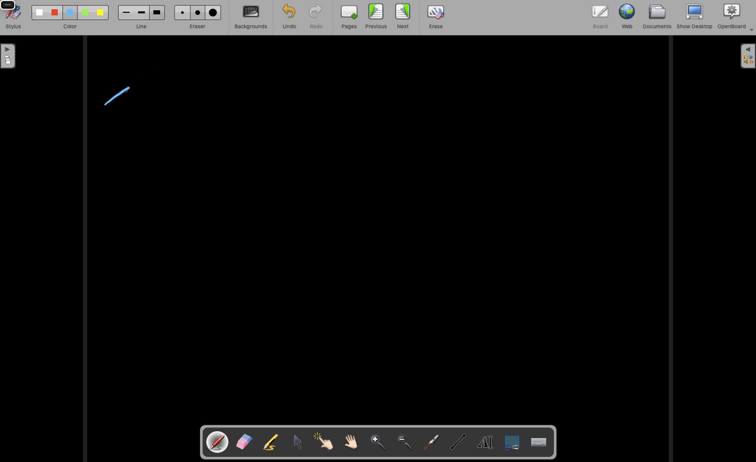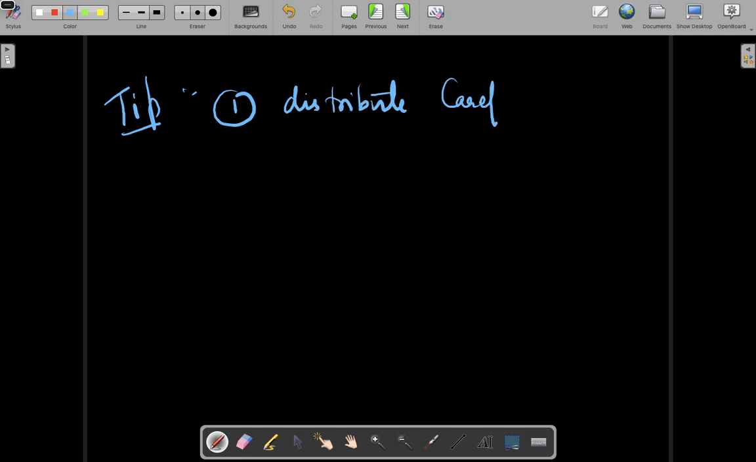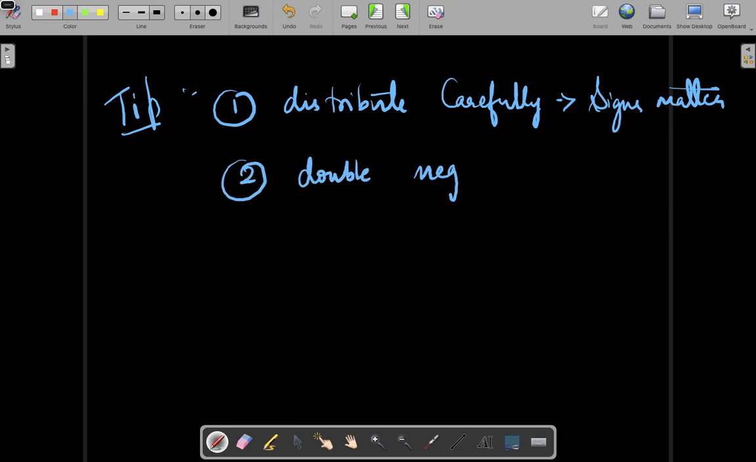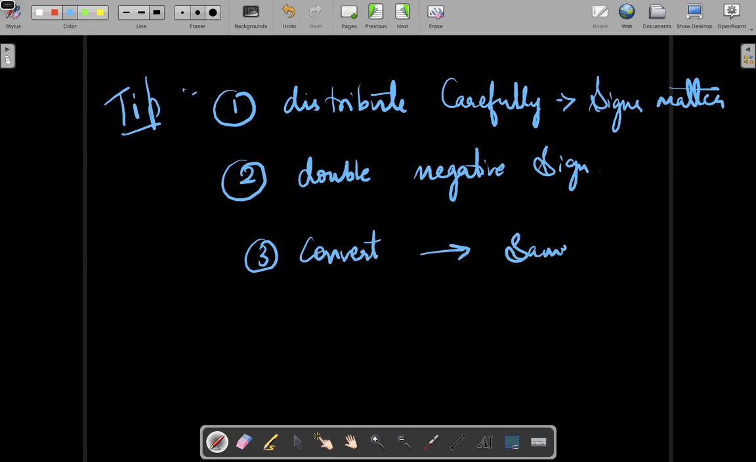Final tips for mistakes to avoid. Always distribute carefully because signs matter. And watch out if you have double negative sign because they become positive. And also convert fractions with different denominator to same denominator.